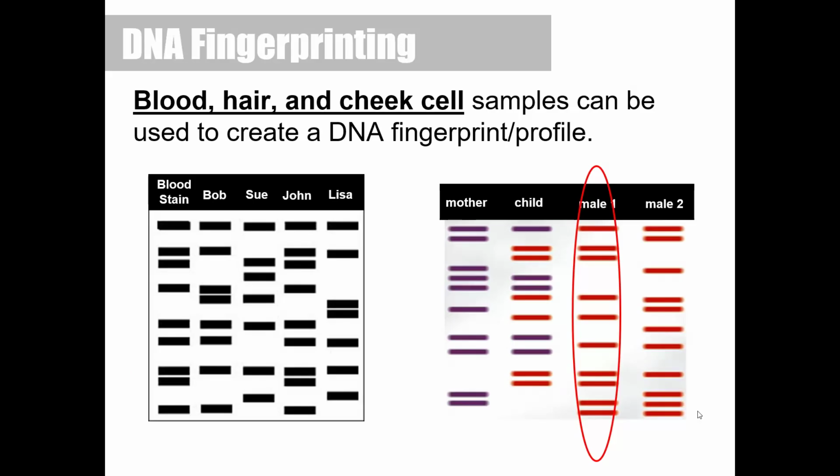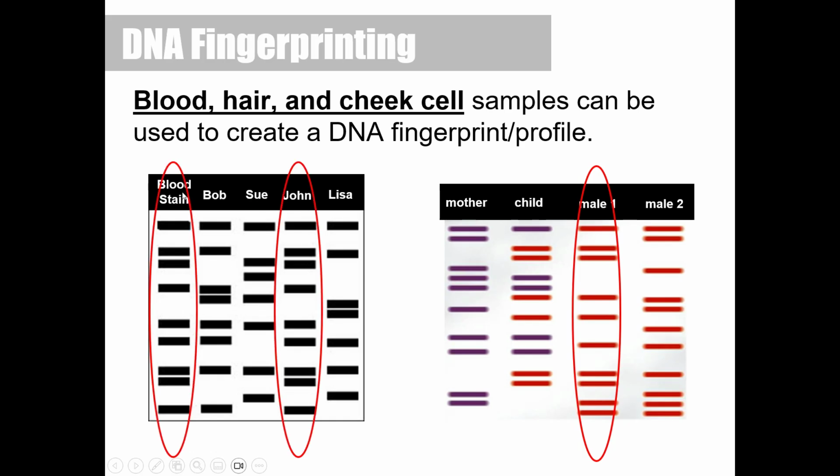All right, so blood, hair, cheek cells, all of these can provide samples of DNA that can be used to create a DNA profile or a DNA fingerprint. Again, here's an example of how DNA fingerprinting can be used in forensics.